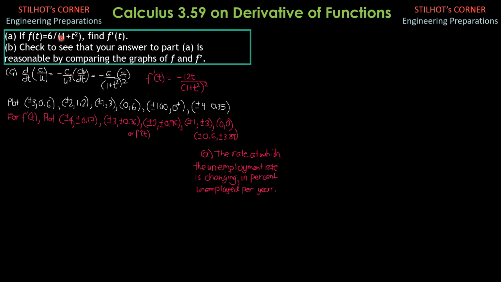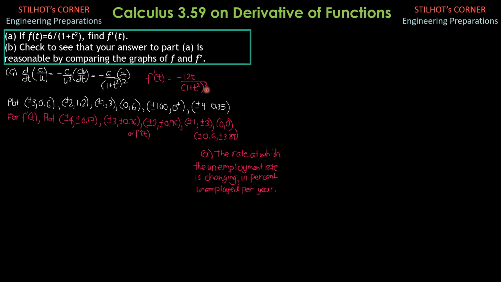So this is the constant c, so f prime of t, derivative of constant over variable, is equal to negative constant times the derivative of u, which is 1 plus t squared in this case with respect to t. So the derivative of 1 plus t squared is 2t all over variable 1 plus t squared quantity square. So simplifying, f prime of t is negative 12t over 1 plus t squared quantity square.